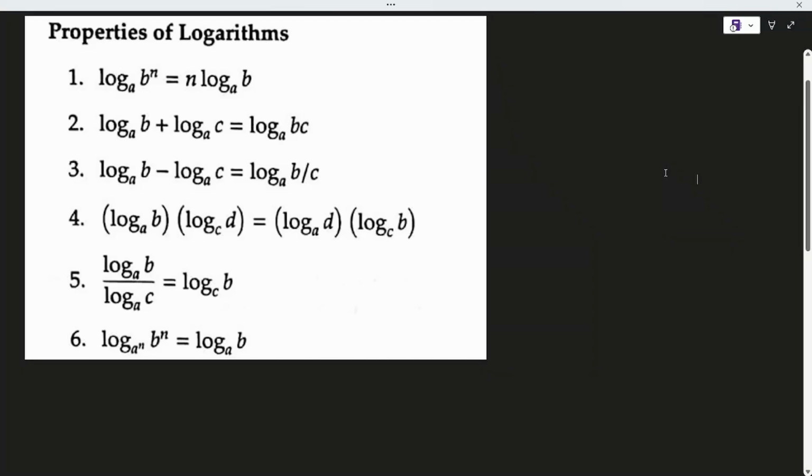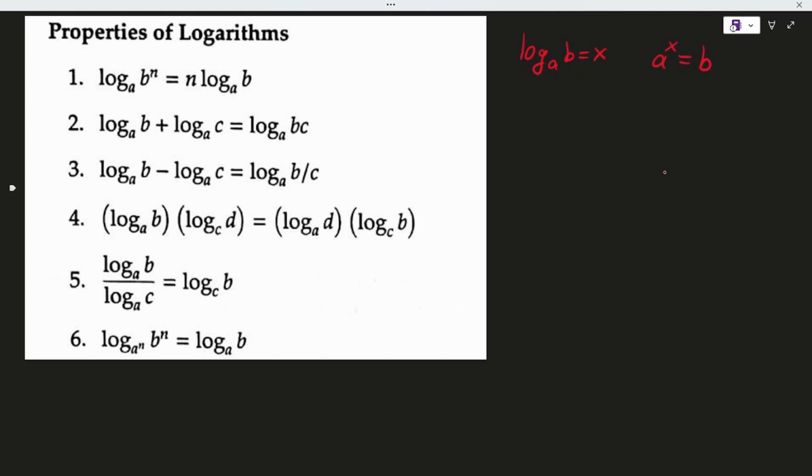Hello guys, today we will prove several properties of logarithms, and at the end of the video we will see several applications. At first, the logarithm definition is that log base a of b equals x, which means that a to the power of x equals b.